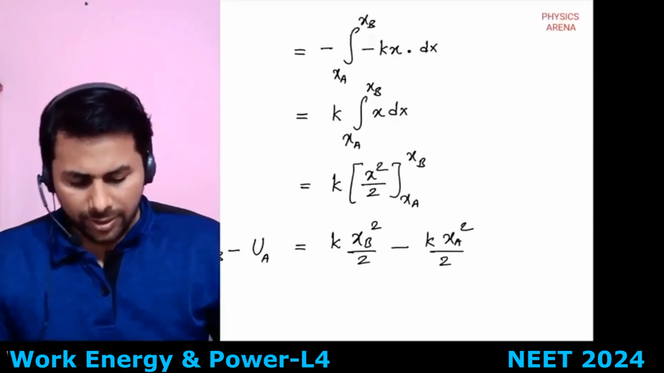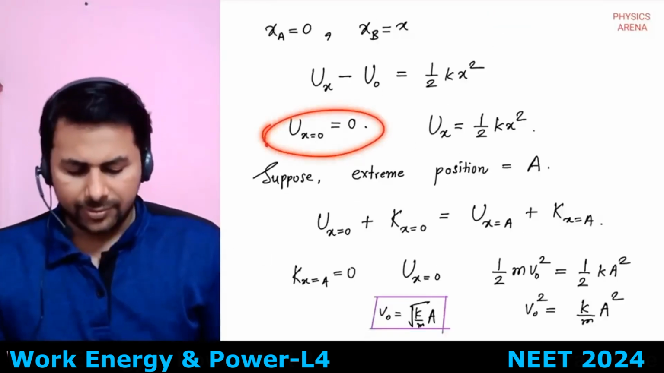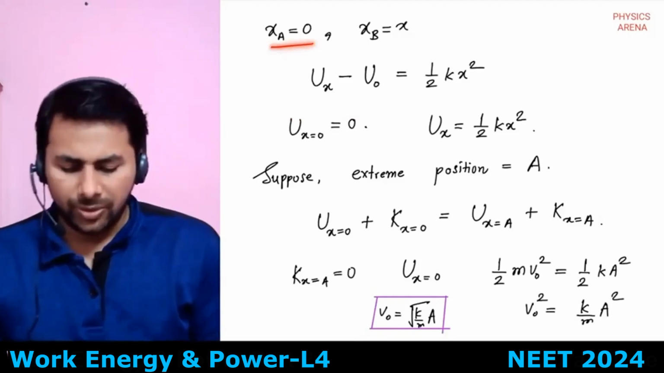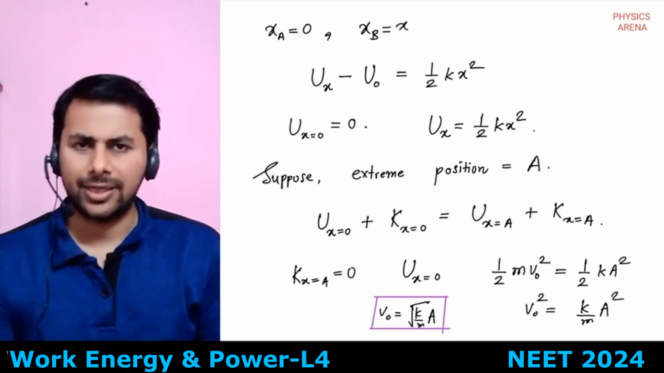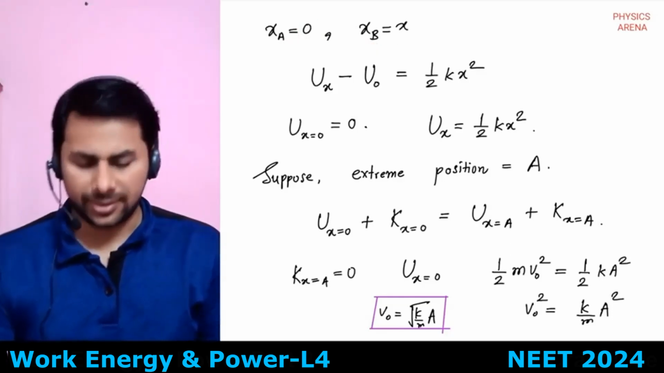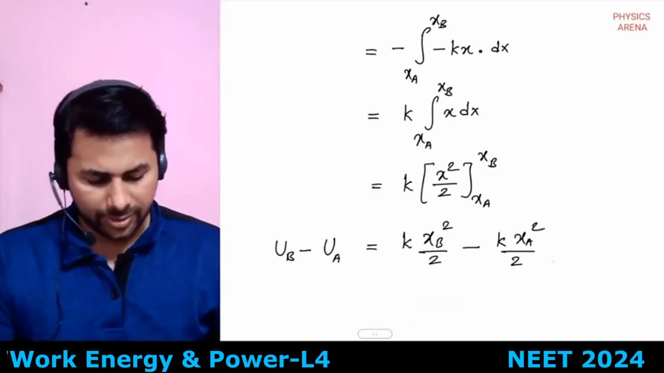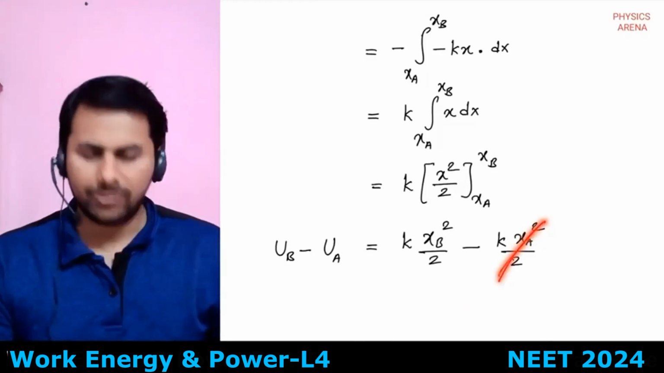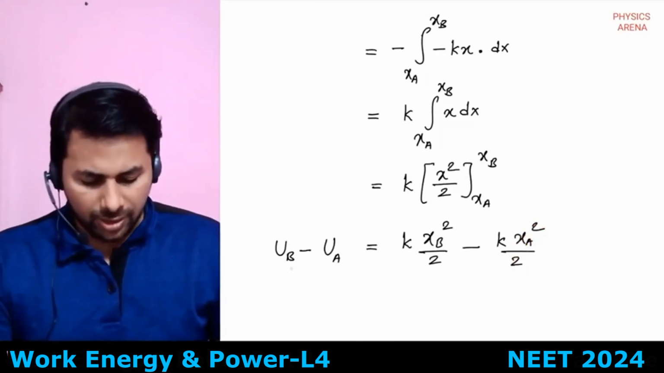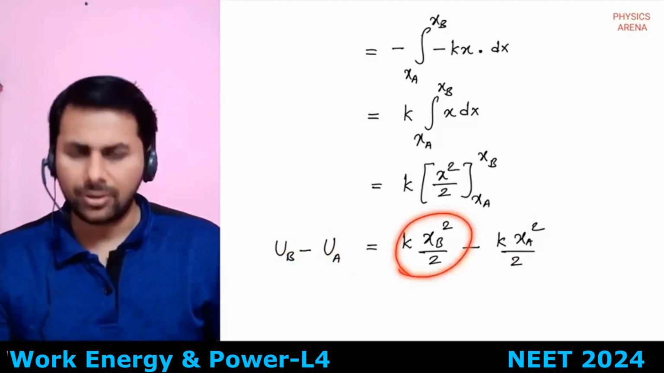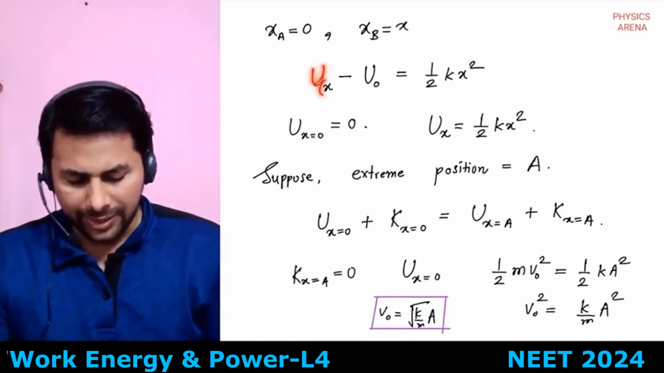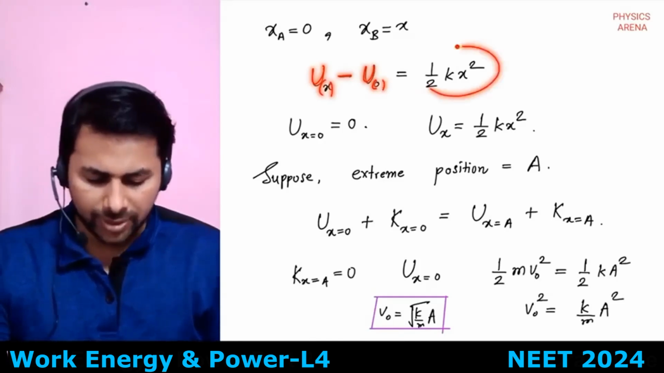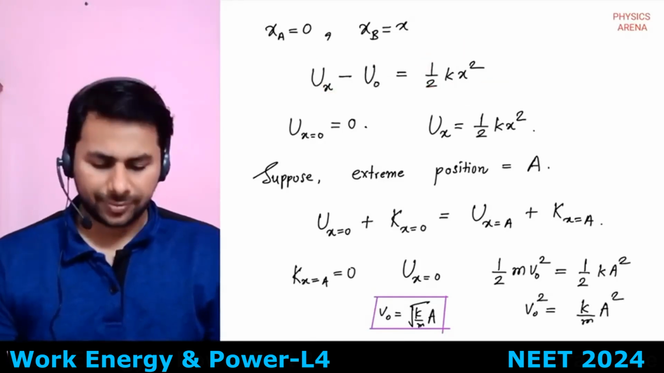Okay. So what we do is, for simplicity, if you have x_a equal to 0 and x_b equal to x, then x_a is 0, so this term will become 0. We'll have U at x minus U at 0 equal to k x square divided by 2, or half of k x square. So U at x minus U of 0 is equal to this.